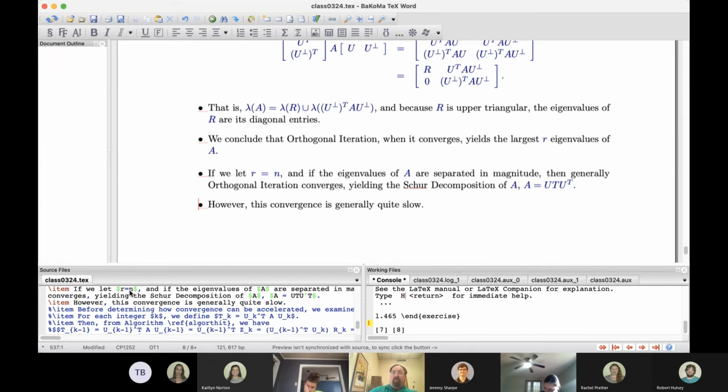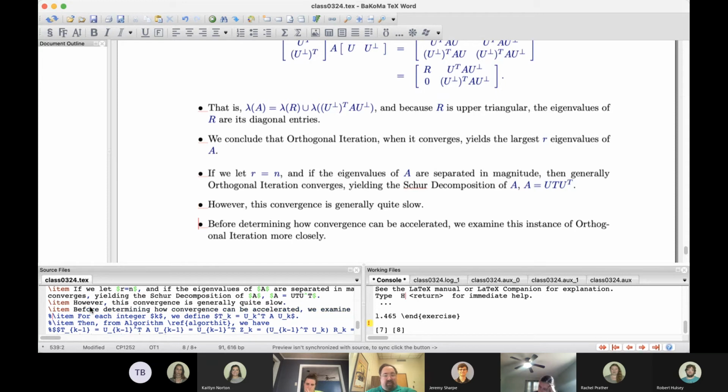We could do that and say, oh, we're done. We have the eigenvalues. But first of all, it doesn't always work. We need these assumptions. Also, even when it does work, the convergence is very slow. So it's not really a great method. But by studying it, we can find a way to get a better method.